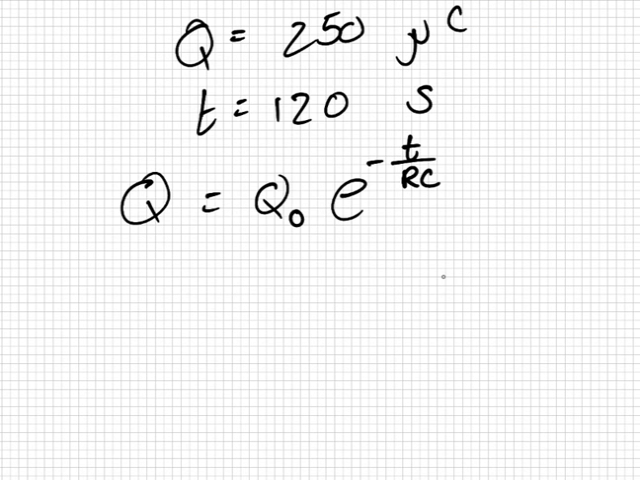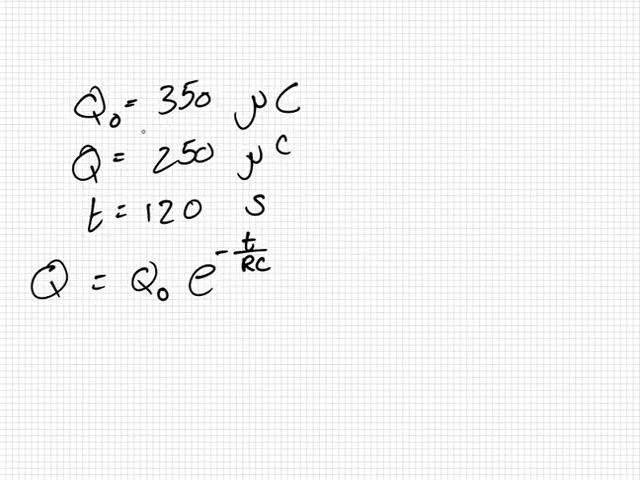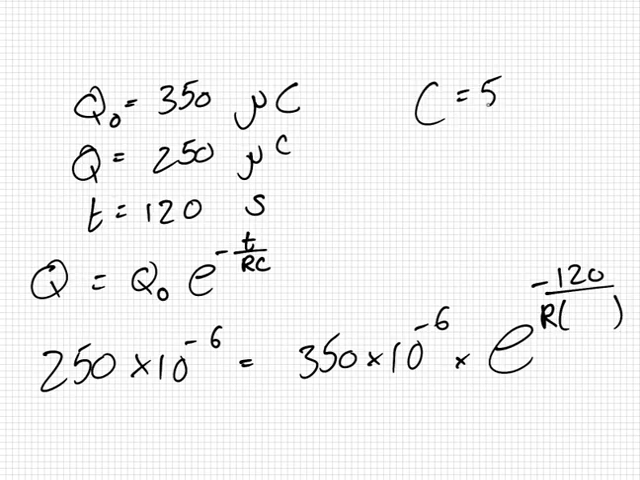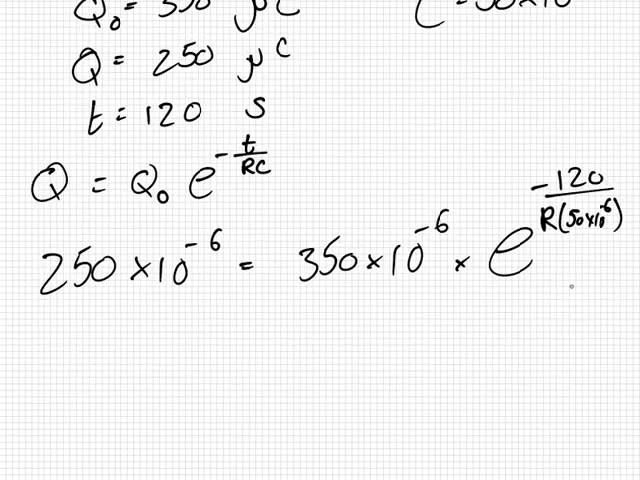Just like what you're doing in maths class, isn't it? So here we have 250 times 10 to the minus 6 equals 350 times 10 to the minus 6 times e to the minus 120 over R times C. Did they give you the C? Yeah, it's 50 times 10 to the minus 6. I need someone just to tell me now 25 divided by 35.